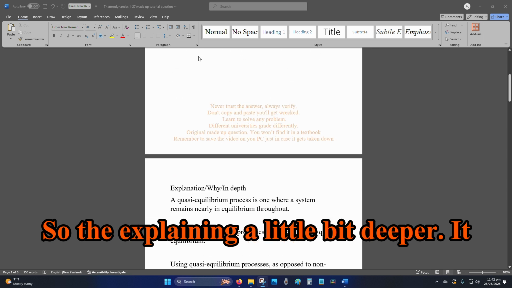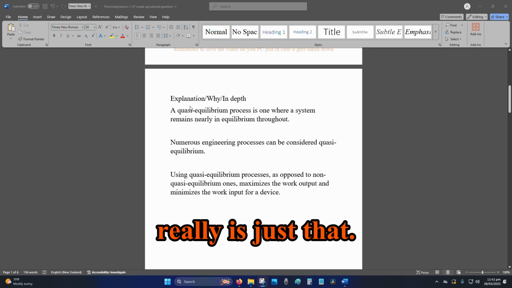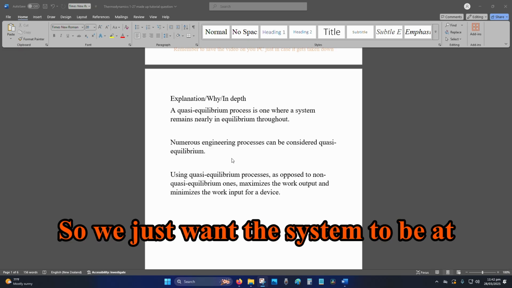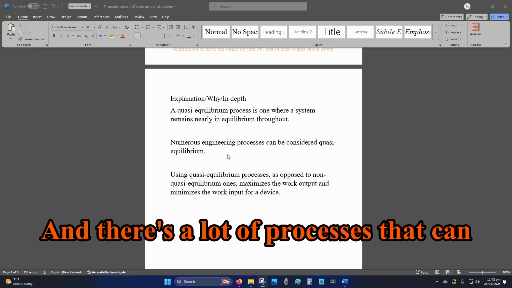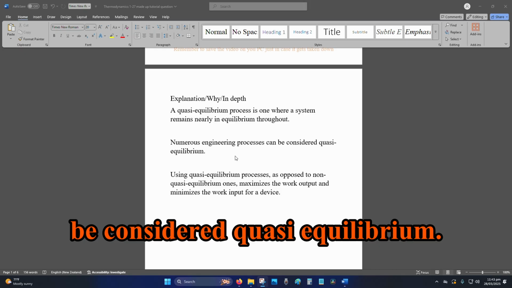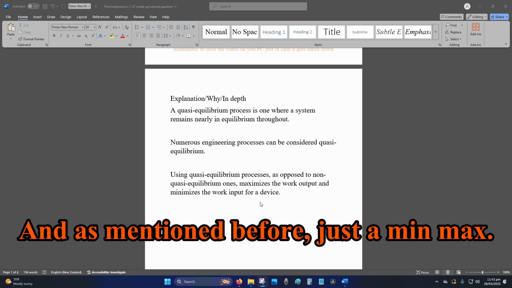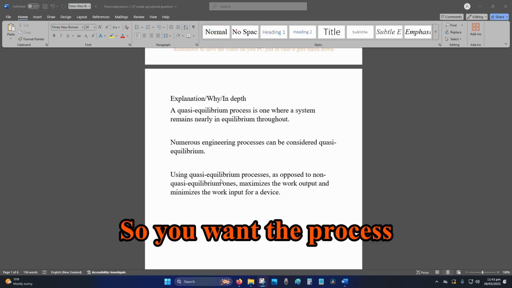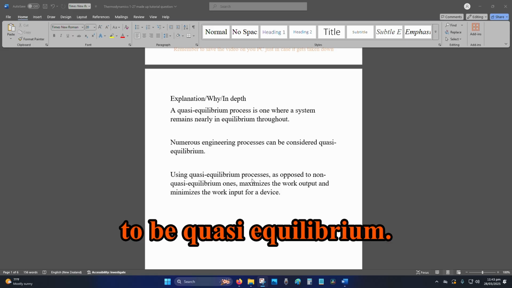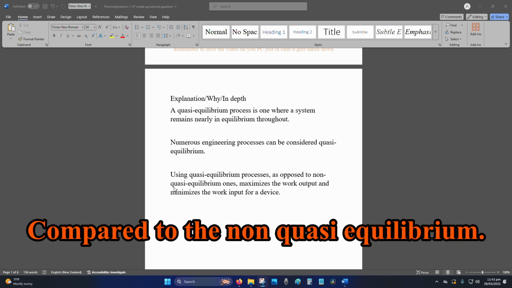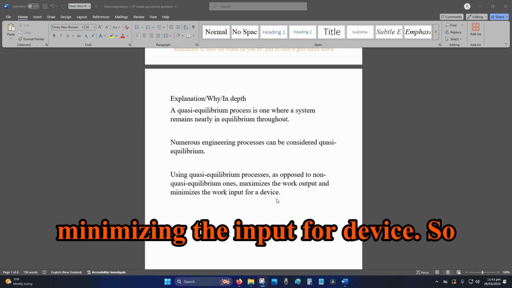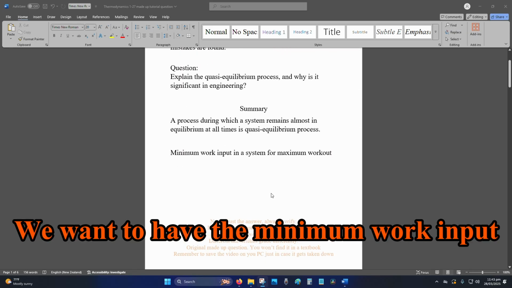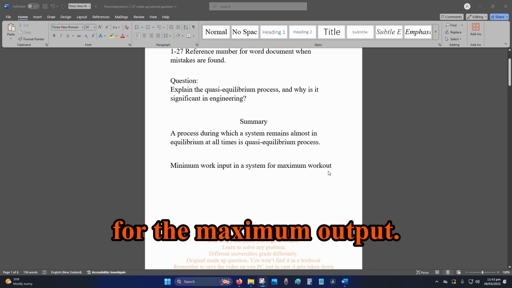Explaining a little bit deeper, it really is just that. We just want the system to be at equilibrium for easy calculations, and there are a lot of processes that can be considered quasi-equilibrium, and as mentioned before, just a min-max. So you want the process to be quasi-equilibrium compared to the non-quasi-equilibrium, which is maximizing the work output and minimizing the input for a device.